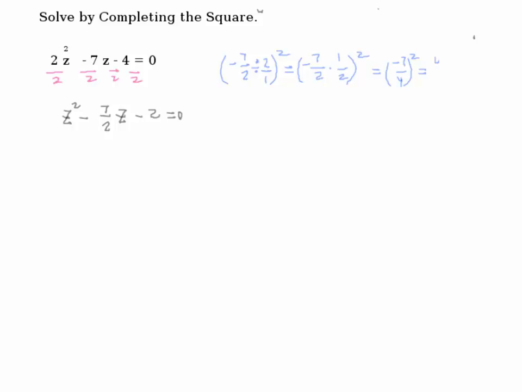So in this case, 4 times 4 is 16, and 7 squared is 49, so we need 49 over 16. This is a magic number. We need to add it to these two terms to complete the square. You notice that I don't need this negative 2. So I can add 2 to both sides of the equation here to move that to the other side of the equation.